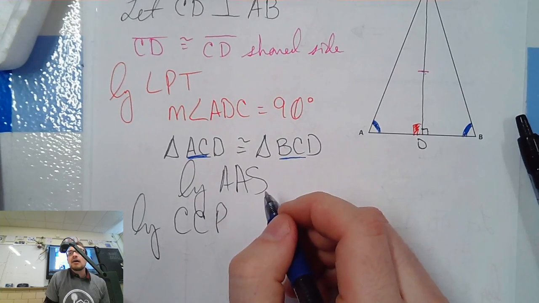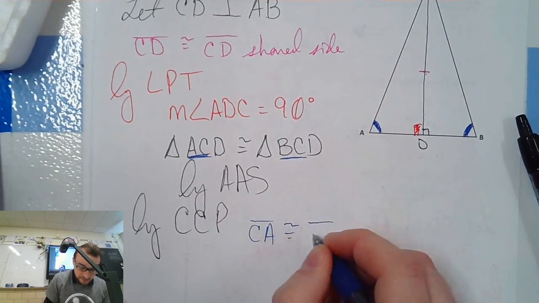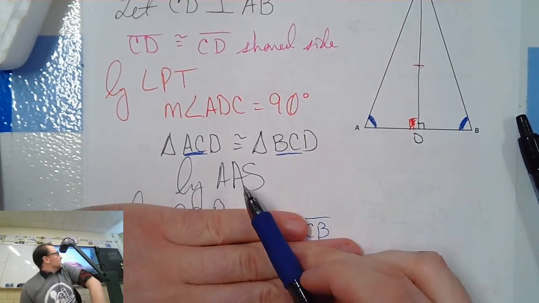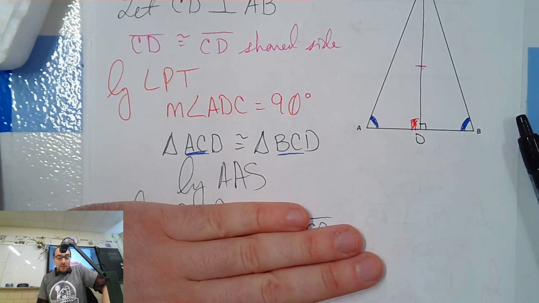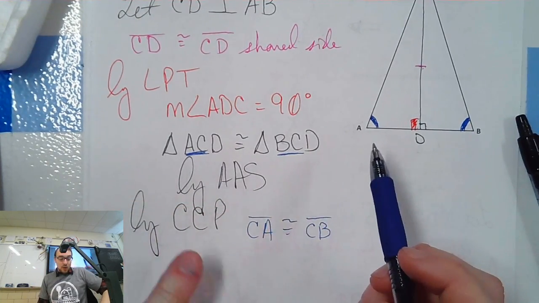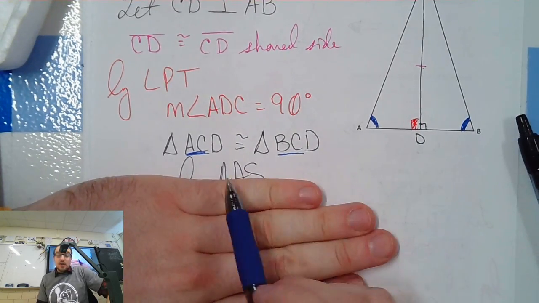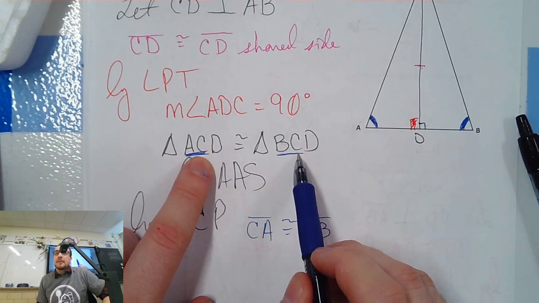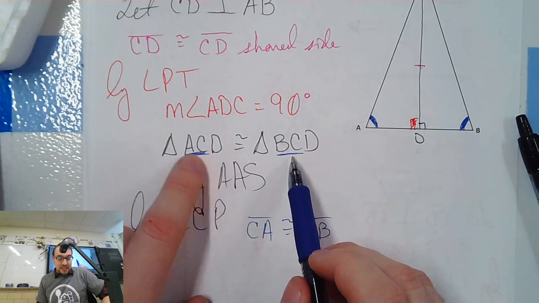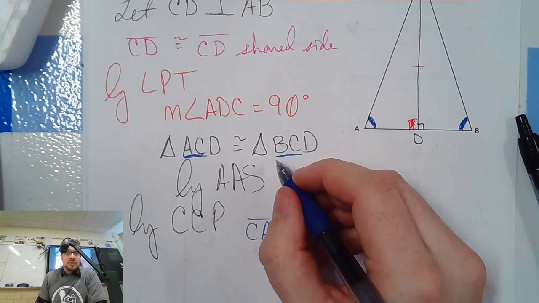I don't get this CPCTC. That's a new thing. Let me help you out. Now that we know they're congruent, we know that corresponding parts will be congruent. That's what that means. Corresponding means same relative spot. See how A and C are in the same spot as B and C? Then we can say that CA and CB are congruent, because they're in the same spot.